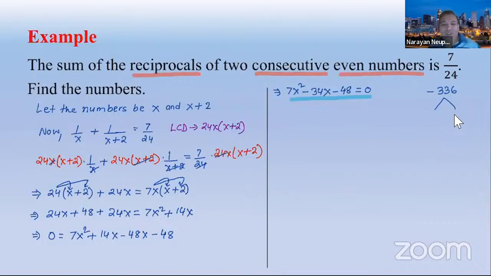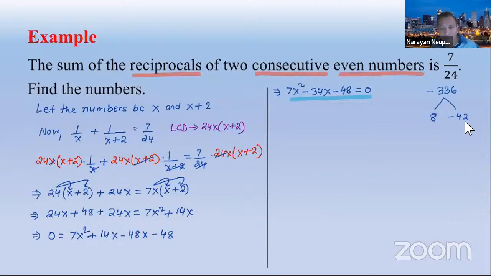Now you have to find two factors of negative 336 that will add up to negative 34. Maybe those two numbers are 8 and negative 42. Make sure you check it. 8 times negative 42 is negative 336, and also 8 minus 42 is negative 34, right? So these are the two required numbers.